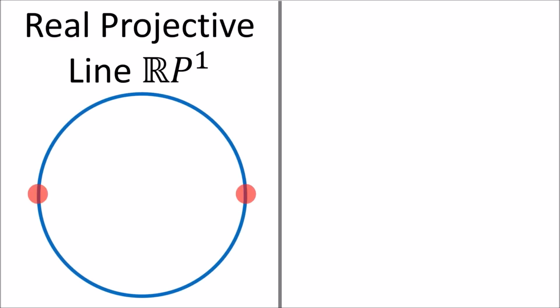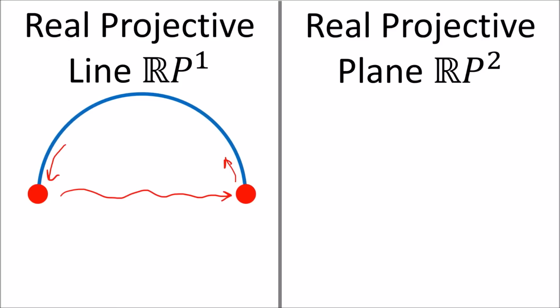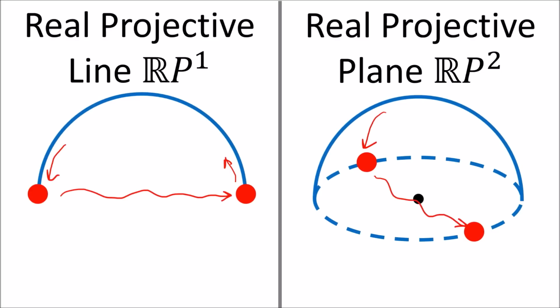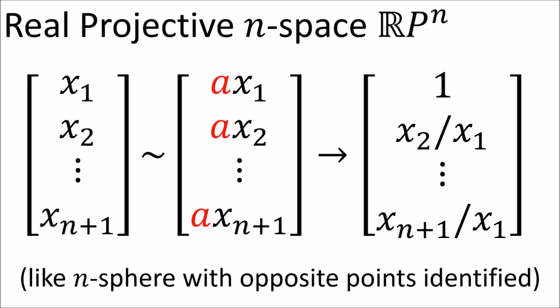We saw the real projective line is like a circle with opposite points made equivalent. So it's like a semicircle where walking off one end teleports you to the other end. The real projective plane is like a sphere with opposite points made equivalent. So it's like a half sphere where walking off the edge teleports you to the opposite edge. We can use a similar approach for real projective spaces in higher dimensions.